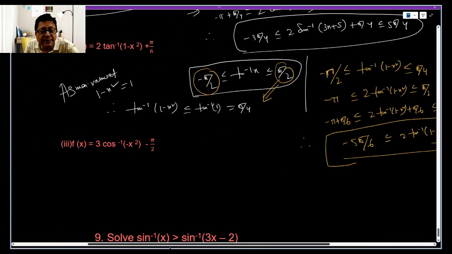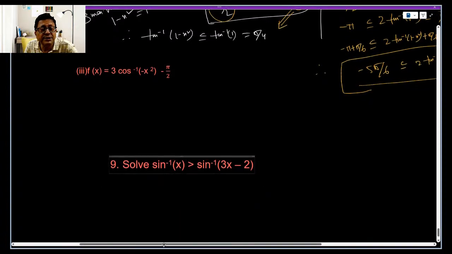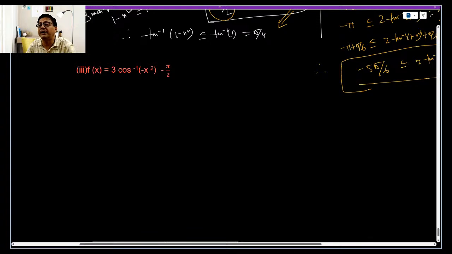Now another sum I am giving you for classwork. Do it now, immediately. That is 3 cos inverse of 1 minus x square minus pi by 2. Very challenging. Do it. This is 3 cos inverse of minus x square minus pi by 2. Find the range. You try 1 or 2 minutes, then I'll do it. Quick, do it.